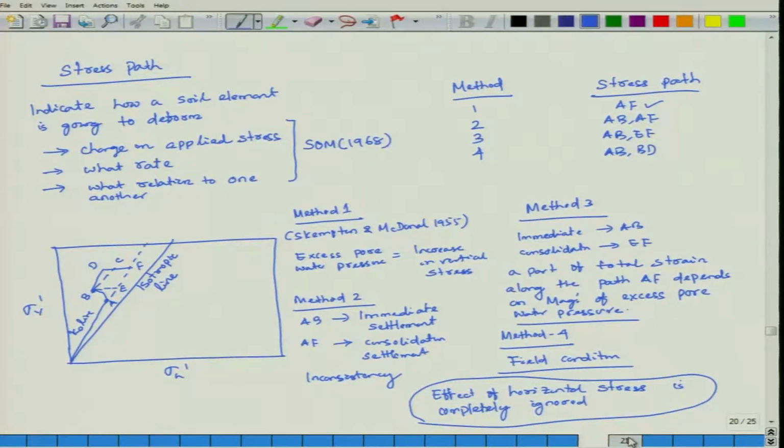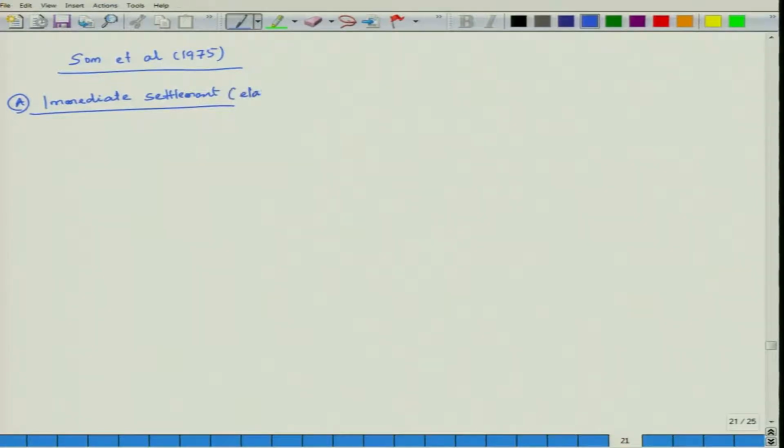Now come to your settlement calculations. So, Som et al. 1975 have given your settlement analysis by stress path method, immediate settlement, or elastic. In this case, assumption is that it is a homogeneous, isotropic, elastic medium.